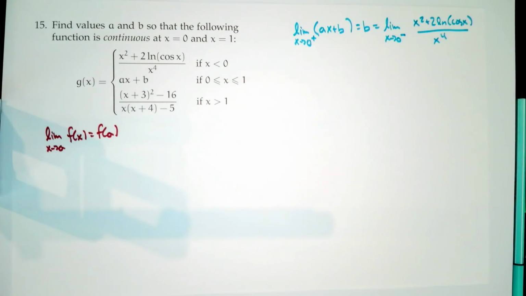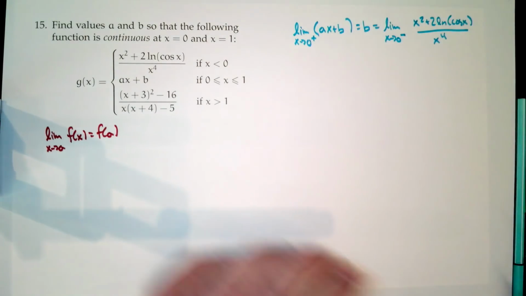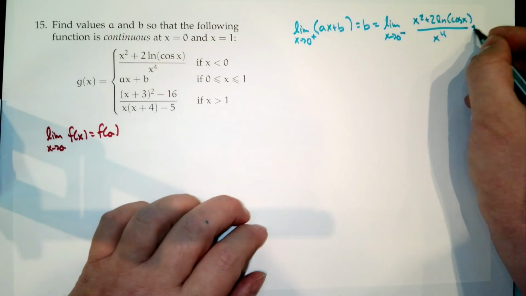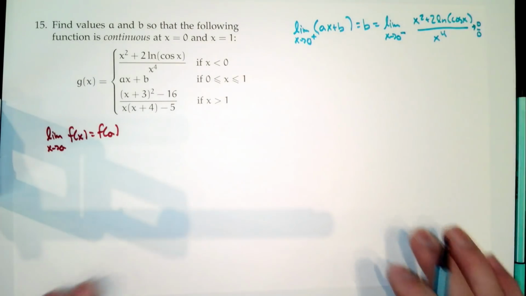It goes to 0 over 0. Cosine of 0 is 1. Log of 1 is 0. 0 squared is 0. 0 to the 4th is 0. So this is going to 0 over 0. Oh! What can we do?